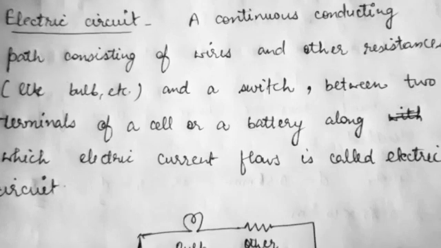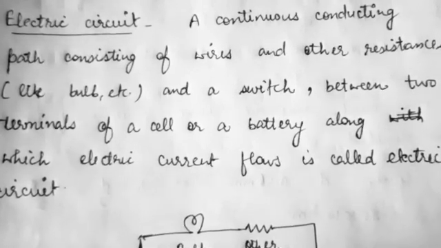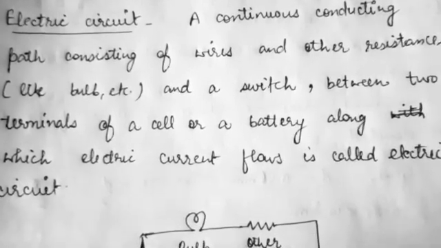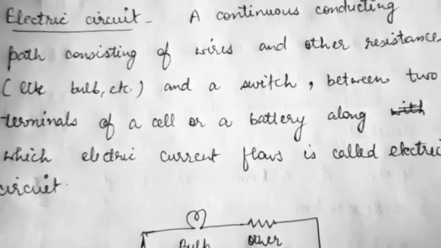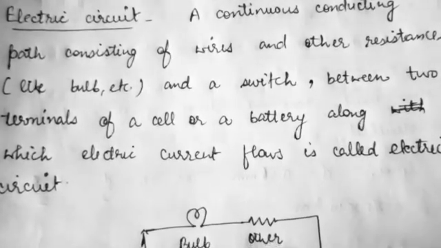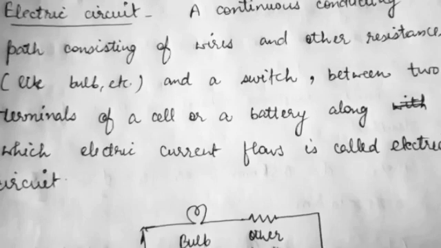So what is an electric circuit? It is a continuous conducting path consisting of wires, other resistances like bulbs, etc., and a switch between the terminals of a cell or a battery along which electric current flows.